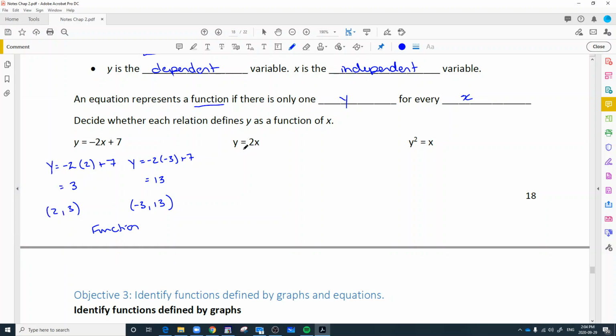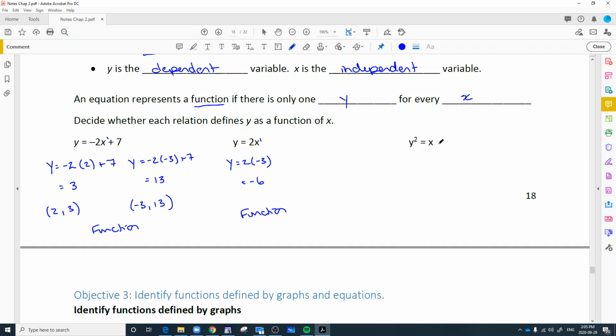If we look at this next equation, y equals 2x, same thing. If I put in a value for x like -3, I get a y value of -6. I only get one y value. This rule is only going to give me one y value for every input of x that I put in. So this one would be a function as well. In fact, most rules or equations will represent functions unless there's something different about it. And so you'll notice these are both linear equations. The highest exponent is a 1.